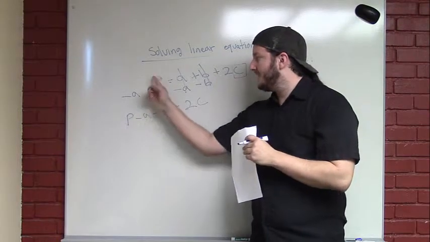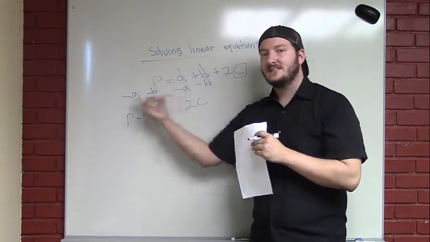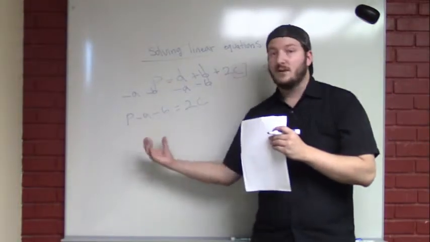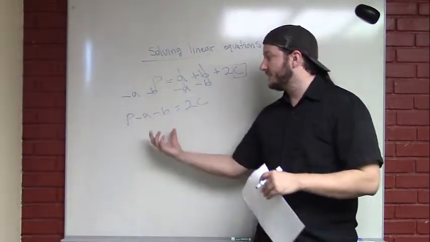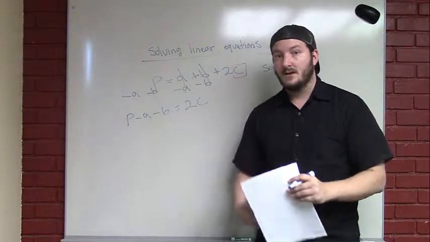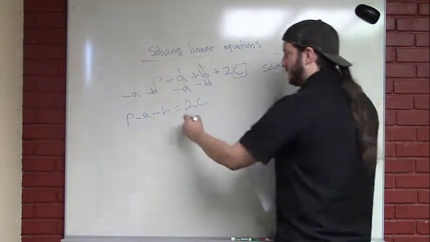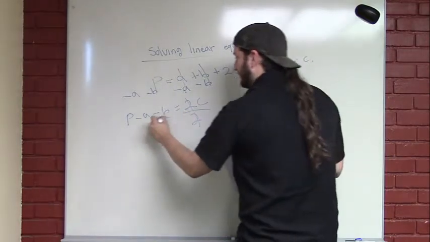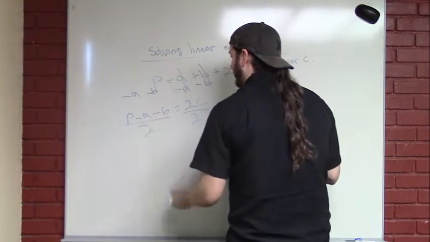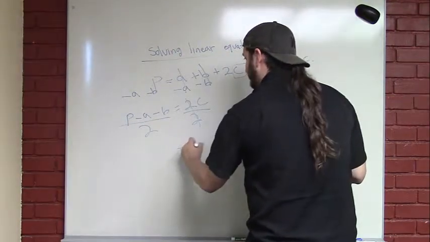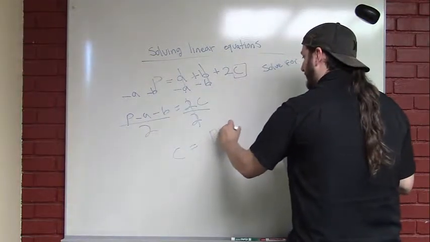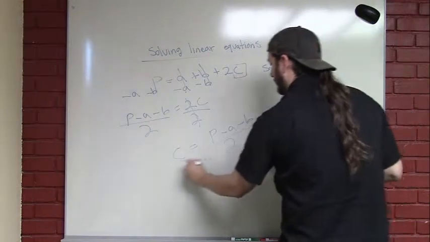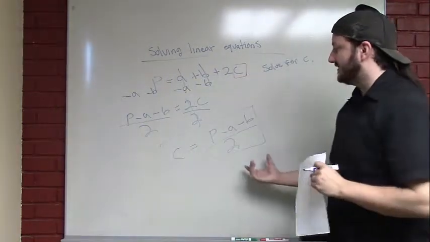The reason it's P minus A minus B is because none of these are like terms, so none of them can combine. They're all different letters, they're all different variables, so none of them can combine, okay? So then, to finish solving for C, divide by 2, and you're just going to divide this whole thing by 2. So C is going to equal P minus A minus B all over 2. And that is your final answer.